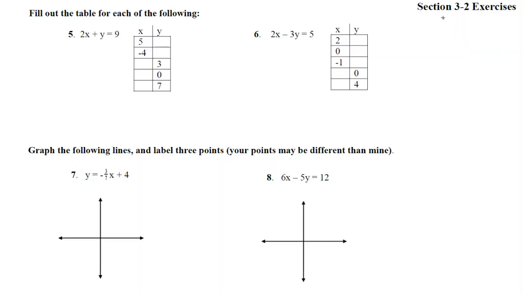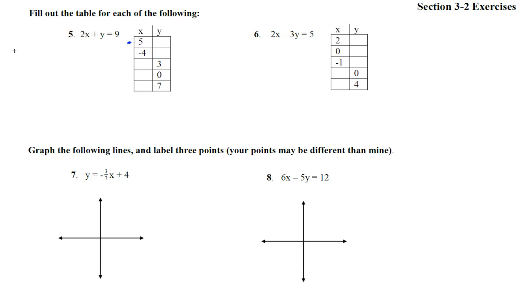Here we are in section 3-2, exercises 5 through 8. Number 5, it says fill out the table for each of the following. So we're given x's and y's and we're supposed to put them in and find their partner. Let's do each one in a different color. So here we have blue. We're going to stick 5 in for x.